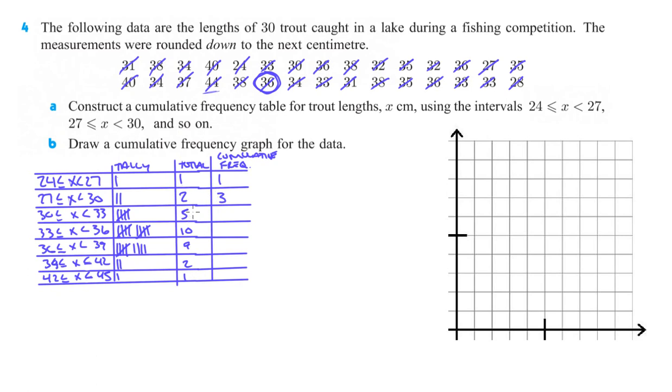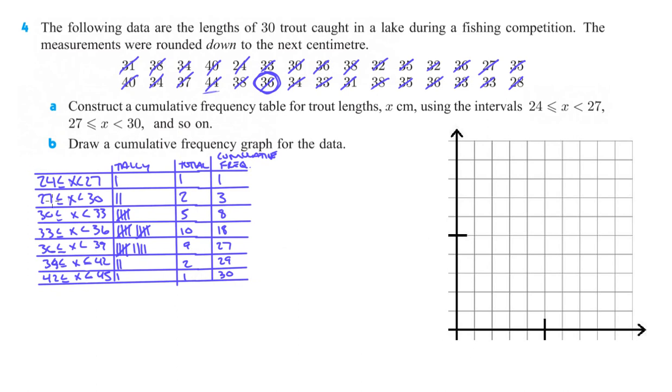So 3, these add up to 3 plus 5 more is 8. These add up to 8 plus 10 more is 18. 18 plus 9 is 27. 27 plus 2 is 29. 29 plus 1 is 30. So that's how we're going to make our cumulative frequency graph.